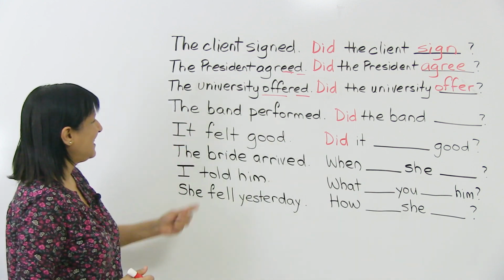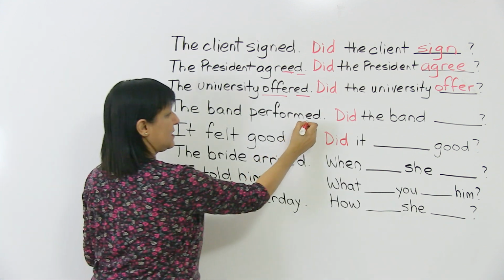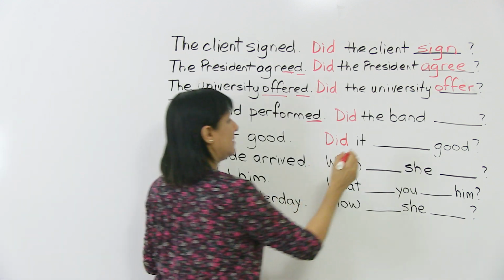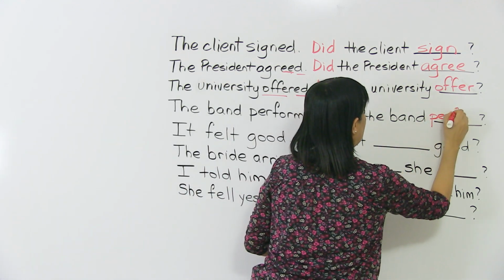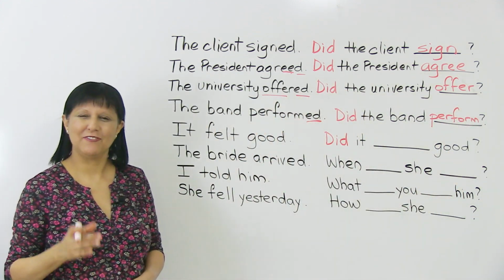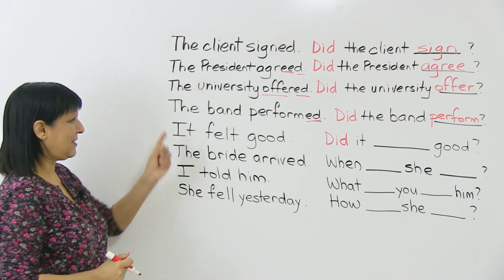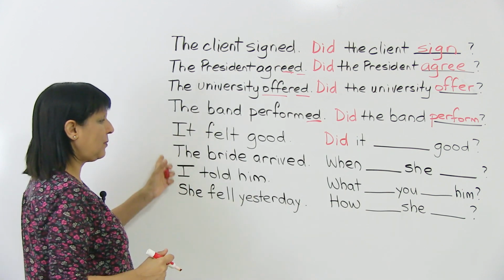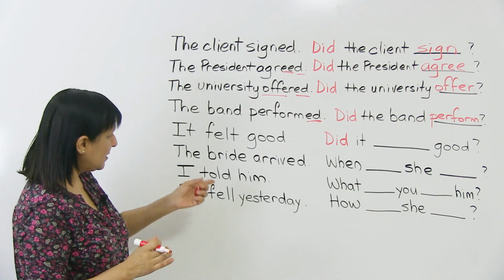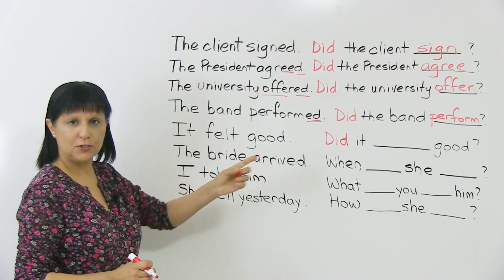So in all these cases, we have come back to the base form of the verb. Okay, good. Next, the band performed. Okay, again, we see the ed here. Did the band perform? Okay, very good. I'm sure you got it right. You've understood this now. All right, so those were regular verbs. Now we have a few irregular verbs, all right? Nothing to worry about. Well, actually, there's some regular and some irregular, okay?